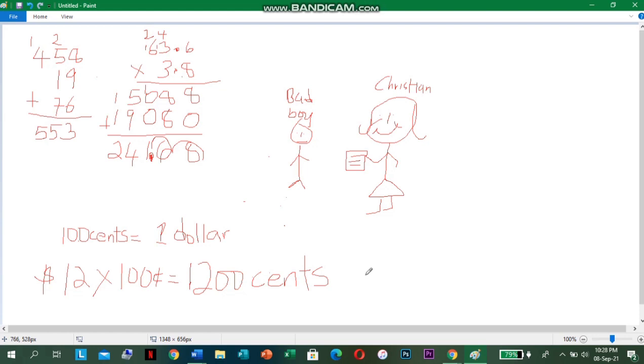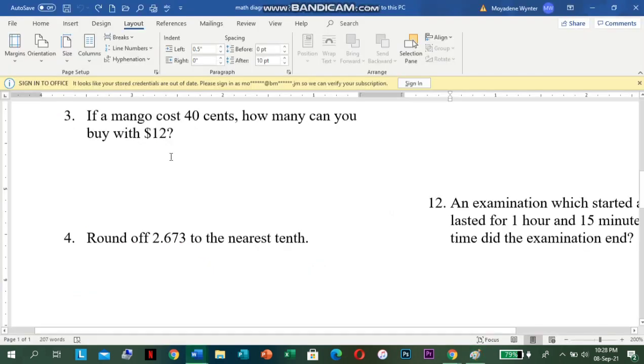Let me repeat that. $12 times 100 cents equals 1,200 cents. Now you say then, why do you multiply the $12 times 100 cents? We multiply because when we are moving from a larger unit to a smaller unit, we multiply.